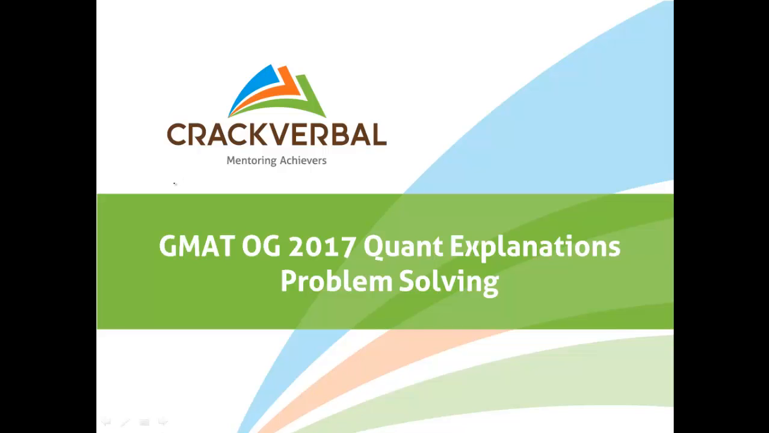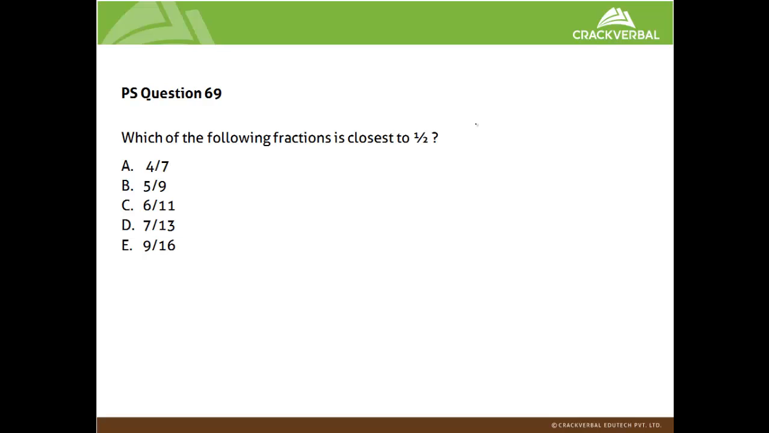Hi, in this video we'll be discussing GMAT Official Guide 2017 edition Quant Problem Solving question number 69. Let's have a look at this question. The question is asking which of the following fractions is closest to 1 by 2. So pretty simple, straightforward question. The question expects you to figure out which of the following fractions could be the closest to 1 by 2.